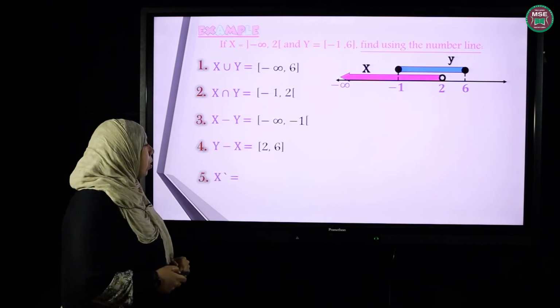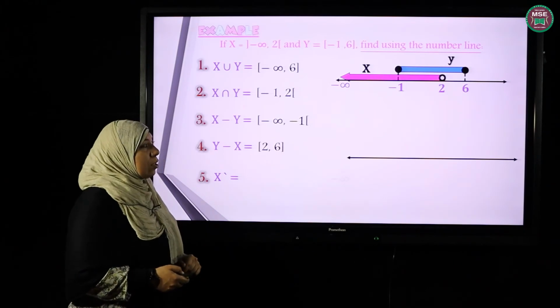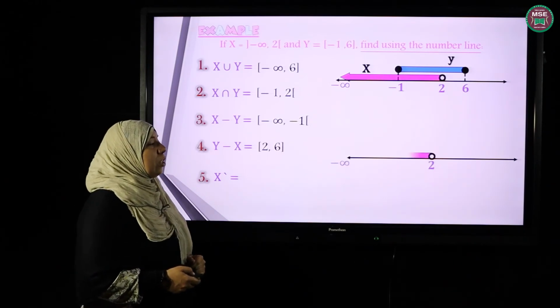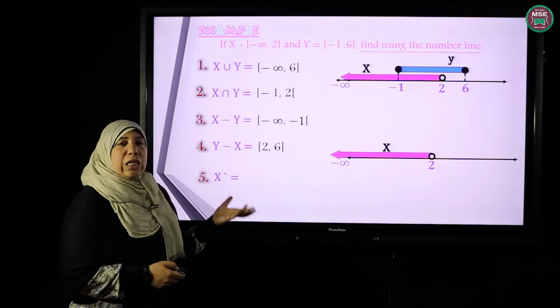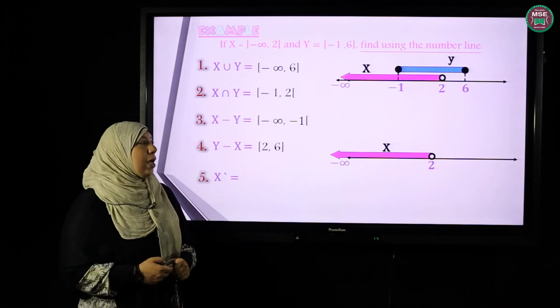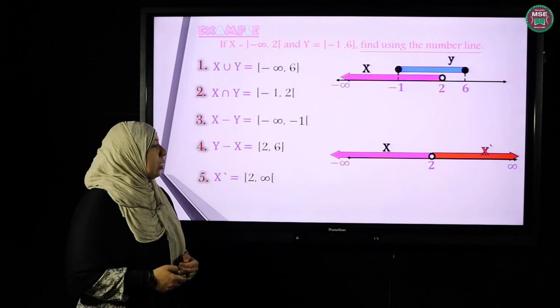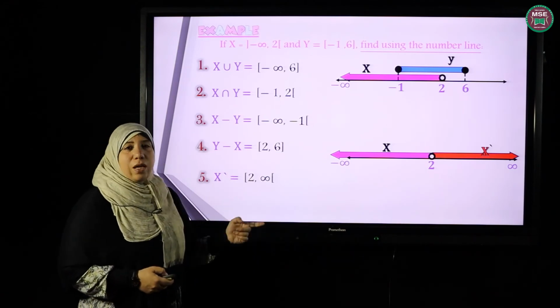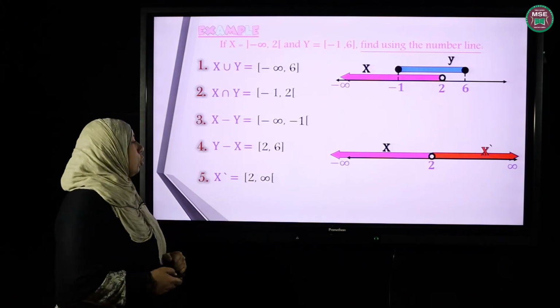Number 5, I want x dash. I will draw a separate number line for x from negative infinity to open 2. This is x. To make it easier to find the rest of the line, or to find x dash, it will be the rest of the line from 2 to infinity. And of course, if 2 is open in x, it will be closed in x dash.